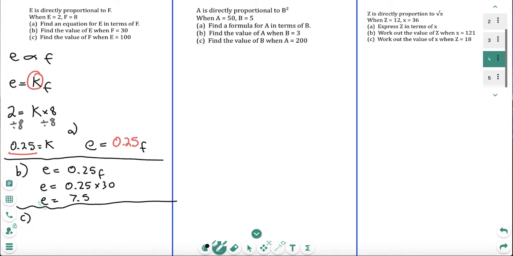Let's do part C. Find f when E is 100. I'm going to go right back to my formula. I'm going to copy it out.